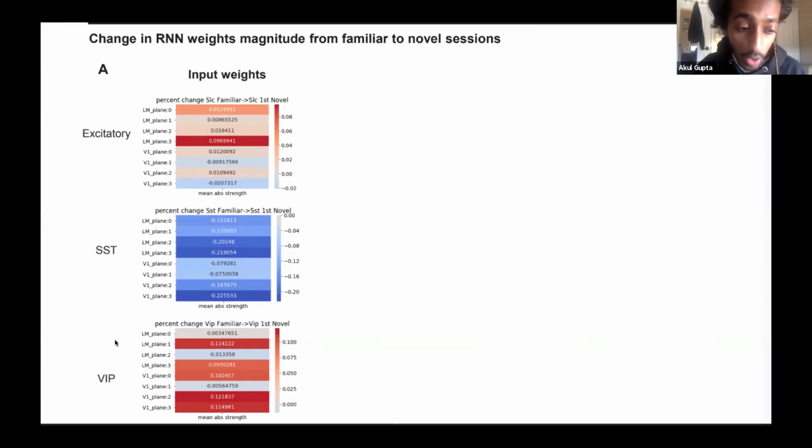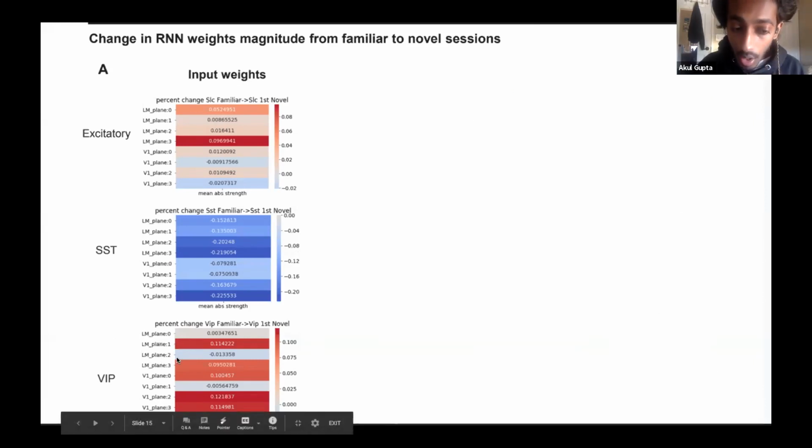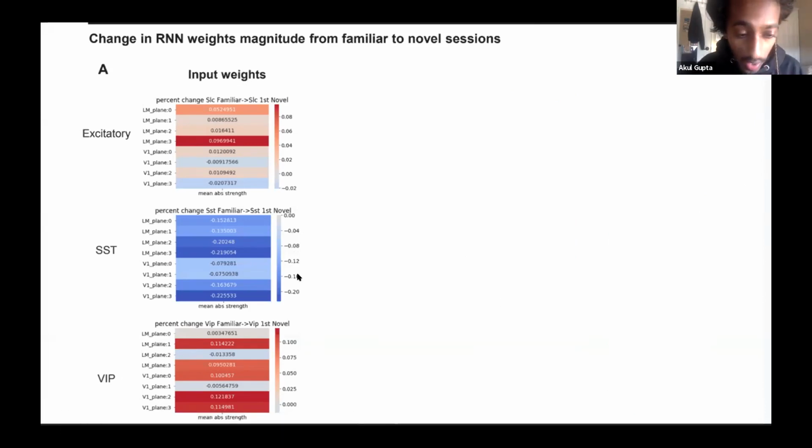And also looking at VIP, we see the opposite effect, where we are getting an increase in strengths, particularly in deep LM and V1. The same thing with the traces in biology: we see that VIP neurons are responsive to images in the novel session, but not responsive in the familiar session. So in the RNN, we see these changes of weights reflecting what we've seen in biology.